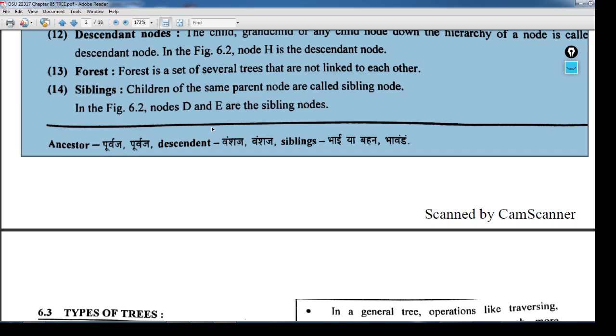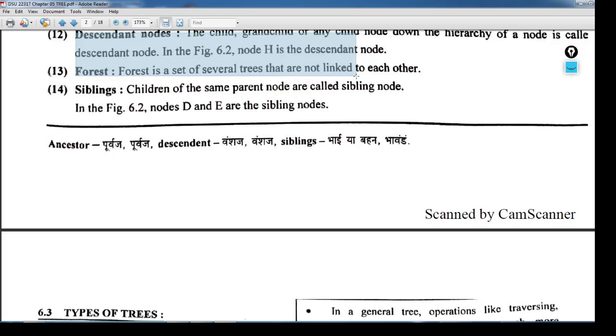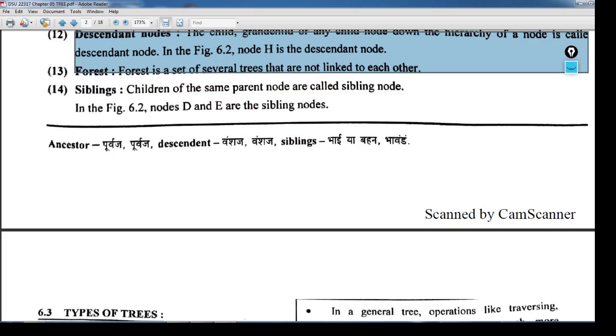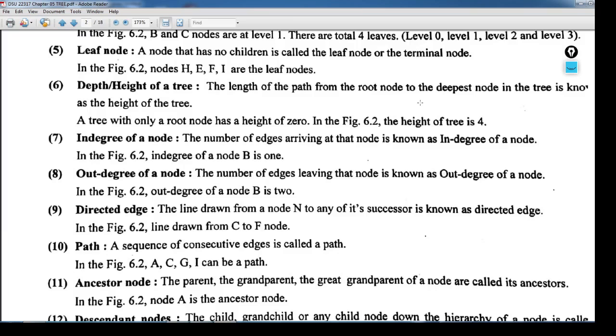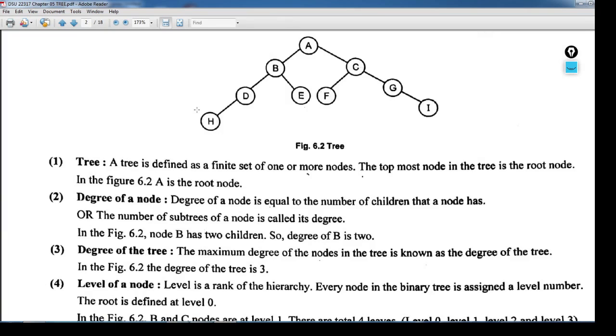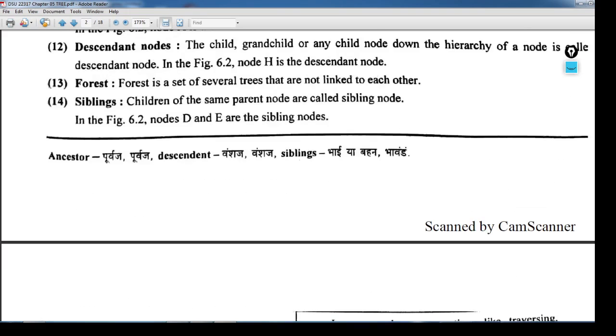Now we will see descendant. Descendant means the child, the grandchild or any child node down the hierarchy of a node is called a descendant, right? For example, H is a descendant in the diagram. I will show you the diagram, it will be easy for you to understand. Here H is a descendant. D is also a descendant of A, right? Ancestor and descendant, these are the two concepts.